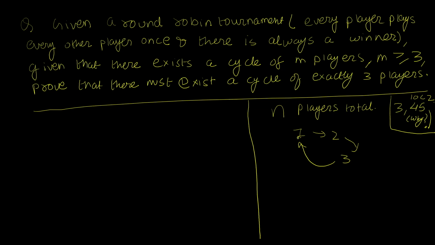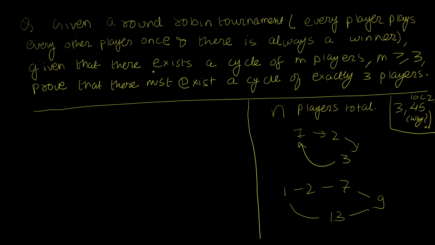And what is the length of this cycle? The length of this cycle is 3 because there are 3 players that make this cycle. You should understand that there could be larger cycles. 1 could beat 2, 2 could beat 7, 7 could beat 9, 9 could beat 13, and 13 could finally beat 1. And this is a cycle of length 5. And I can imagine these cycles in any way I like because this is a round robin tournament. Everybody is playing against everybody.